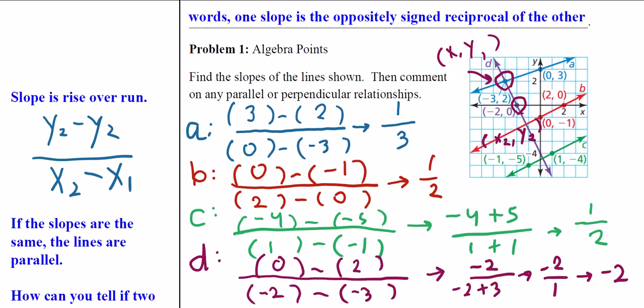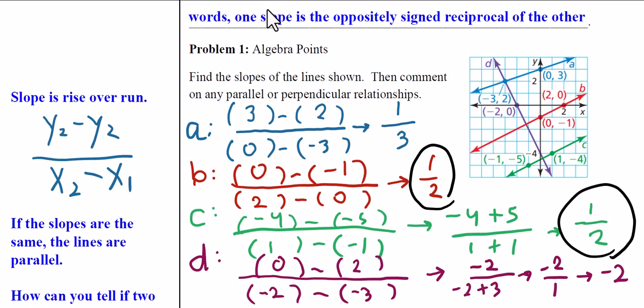Now, let's take a moment to comment on the slopes. How do we know if two lines are parallel? They have the same slope. So we look at all four of our slopes. You'll note that line B and line C have identical slopes of 1/2. And because they have the same slopes, we can say that line B is parallel to line C.